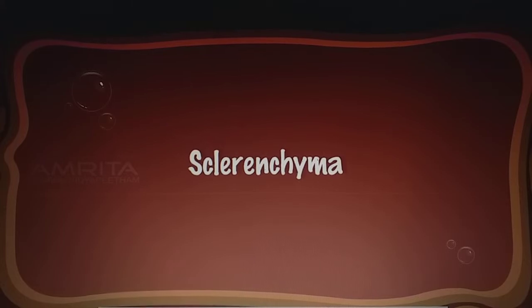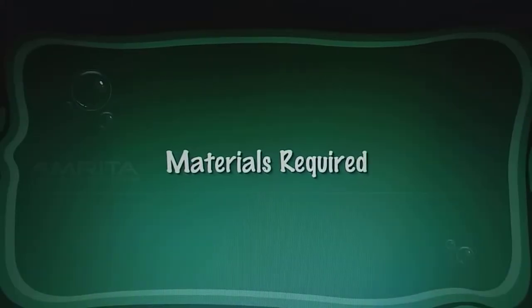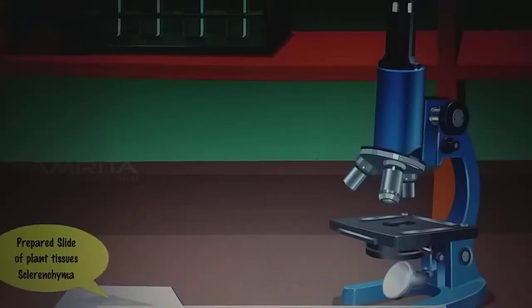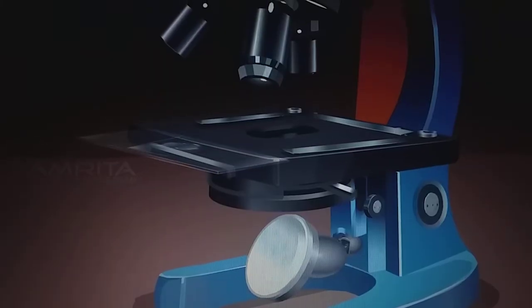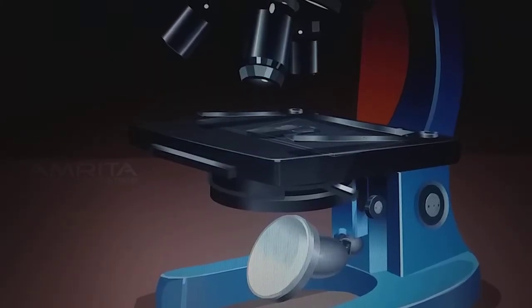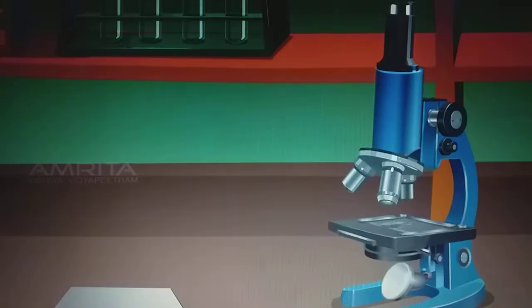Today we will study the sclerenchymatous tissue. Materials required: prepared slide of plant tissue, sclerenchymatous tissue, and a compound microscope. Procedure: arrange the permanent slide under the compound microscope and observe it carefully.